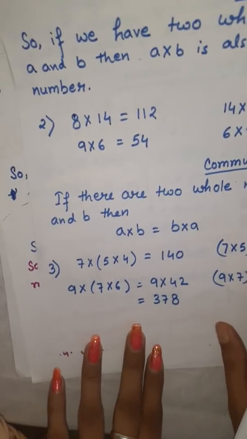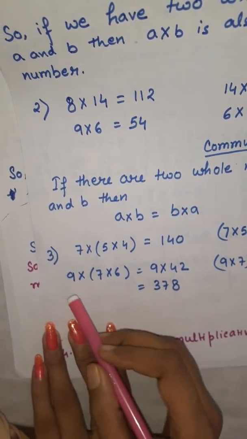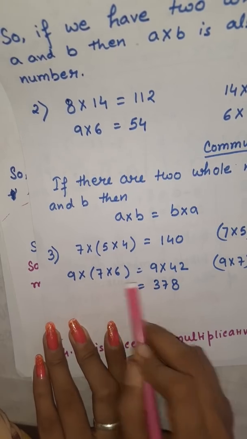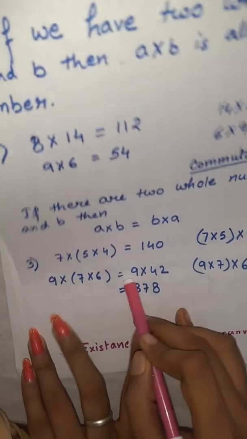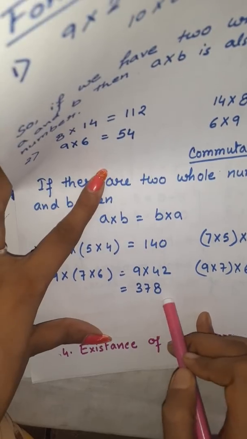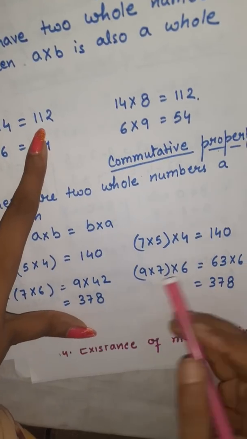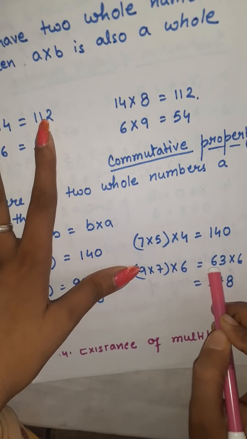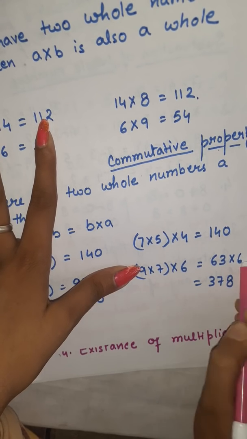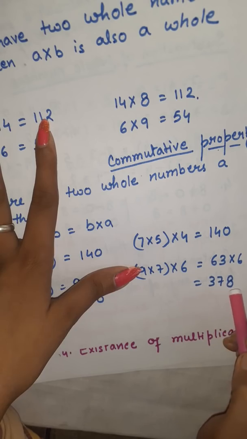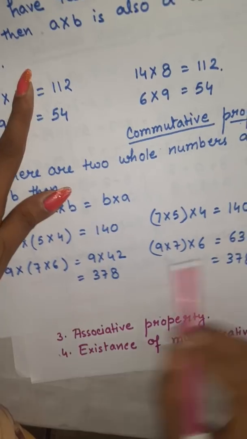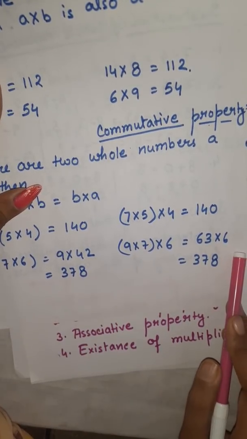Right? Let us talk about the next one. 9 into 7 into 6. So 7 into 6 is 42. Multiplied by 9 we get 378. And if we multiply 9 into 7 first, we are getting 63. 9 7s are 63. Into 6, we are getting 378. So we can see that whether you change the order of multiplication, we are getting the same result.